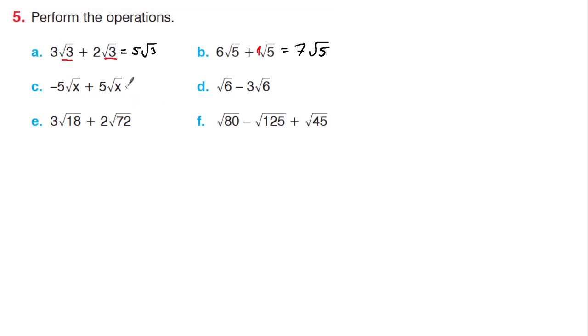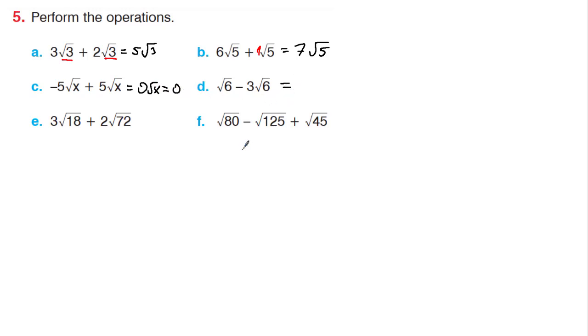Same goes for C, but now the unknown is square root of x. I mean, the root is just an unknown number, root of x. So negative 5 root of x plus 5 root of x, negative 5 plus 5, it's just 0 root of x. But 0 times a number will be just 0.